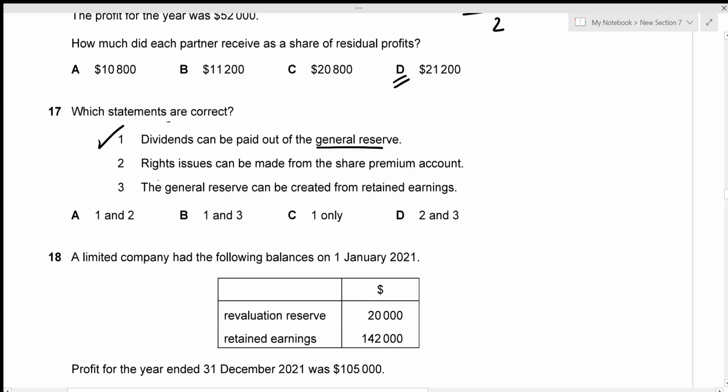Second one we have is rights issues can be made from the share premium account. That's incorrect. Actually, bonus issues can be made from the share premium account. The third one is that the general reserve can be created from retained earnings. As I said before, the amount in general reserve is always included from the retained earnings. So that's true as well. So the correct answer is option B.